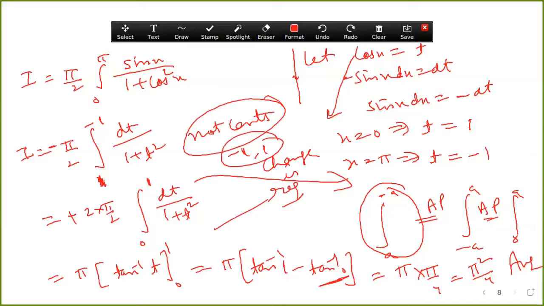Now example number 33, that is a very easy example. The function is an odd function. You can write directly the value will be equal to 0. I have told you how to check the odd function and even function. You can check it. It is an odd function.